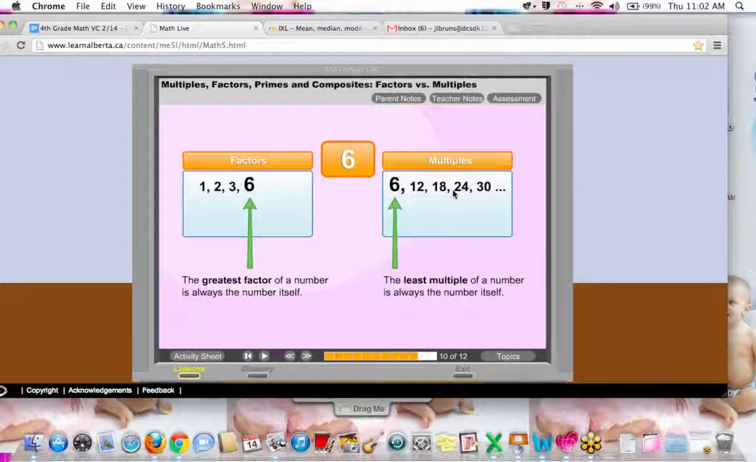Very good. All right, multiples, it kind of looks like the word multiply. So I think about multiplying like 6 times 1, 6 times 2, and so forth.